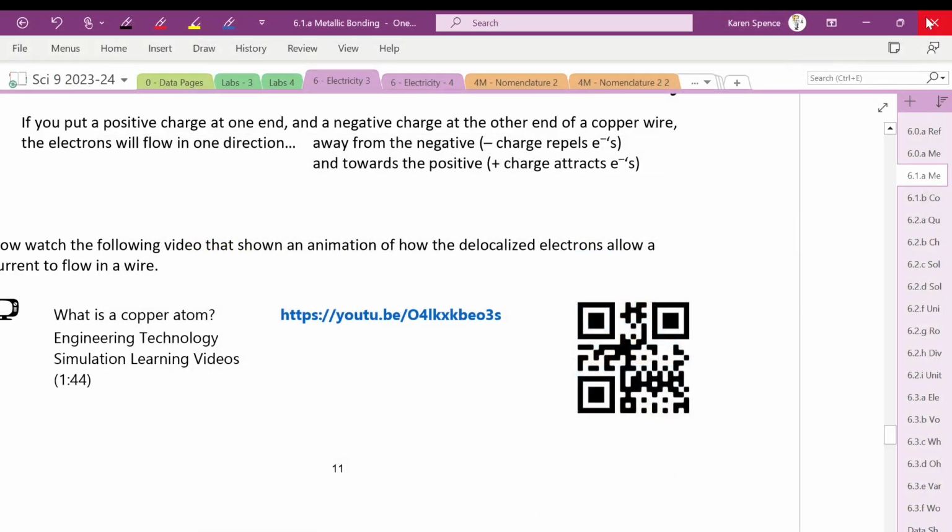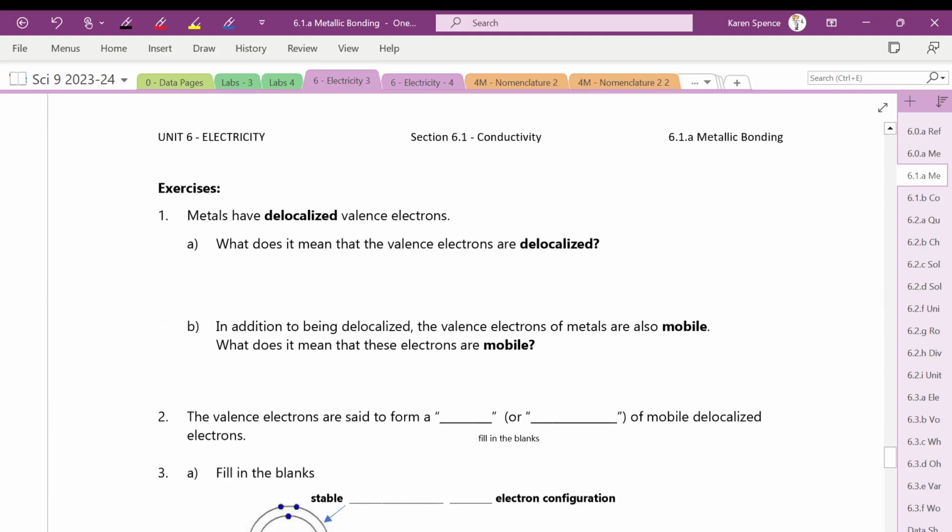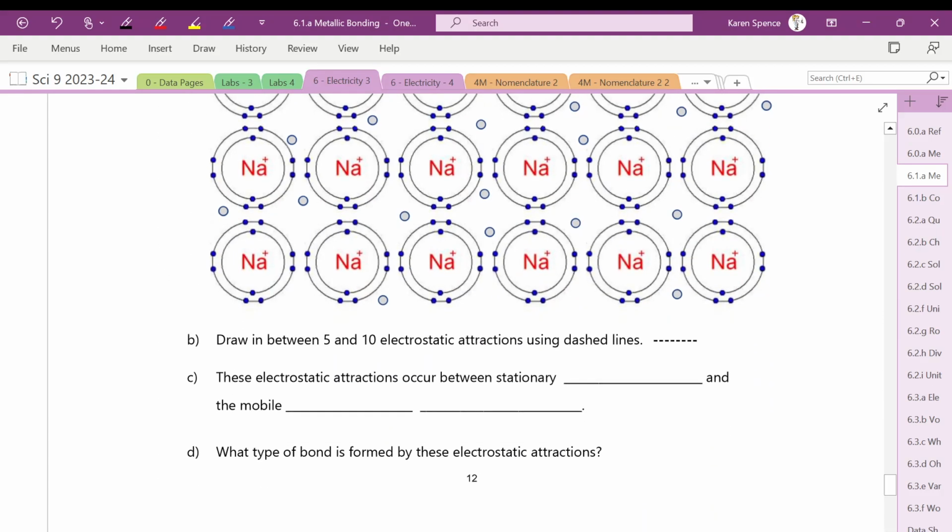So I thought for the rest of class, if you feel like you've studied enough for your test, you can work on pages 12 and 13 in the electricity workbook, but you can also study for the test and you can finish any quizzes. When is your test? Wednesday.